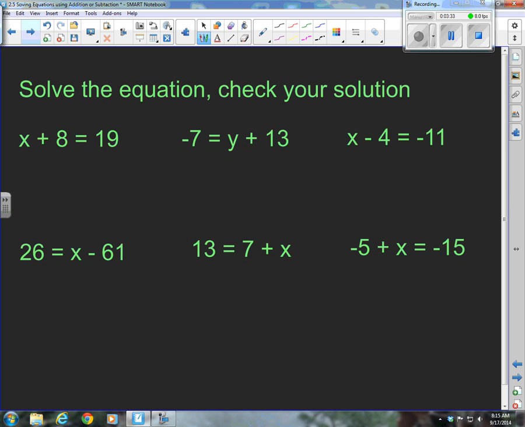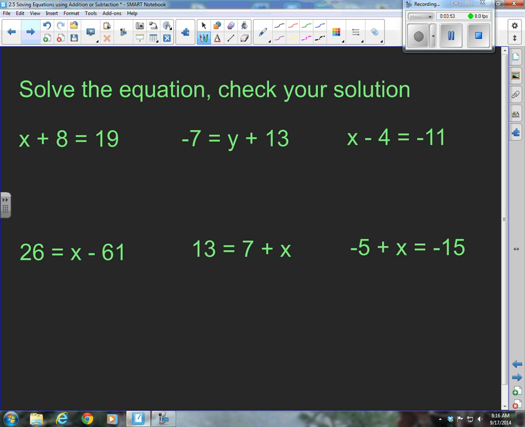Okay, moving on. Solve the equation, check your solution. Now what I'm going to show you is the way I want you to do it. I will show you how on this. So I want to see exactly the way I do it on the board on your paper.